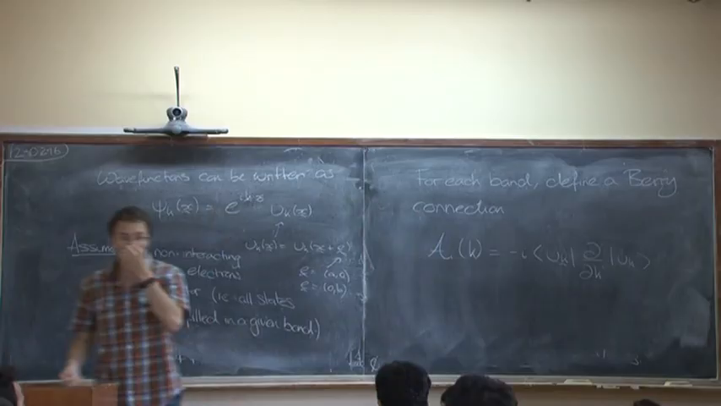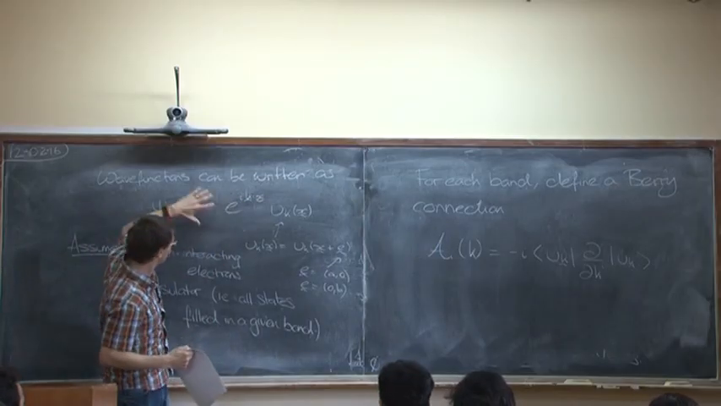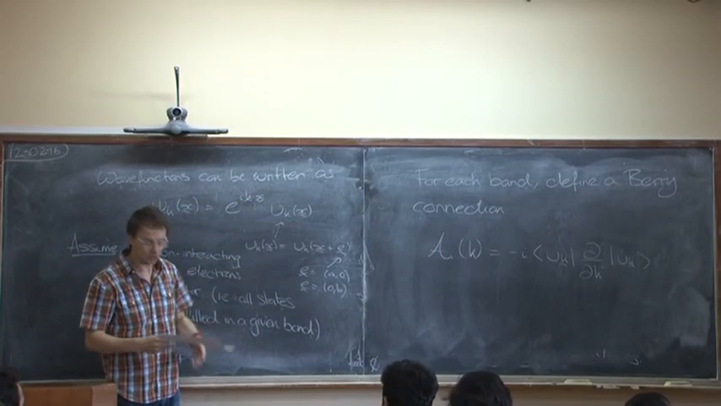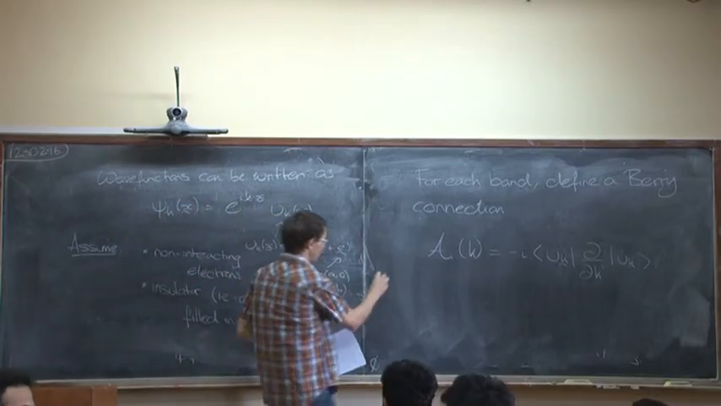Apart from this e to the ik dot x. Apart from this, right, you've got to factor that out, so it's what's left. So the field strength.